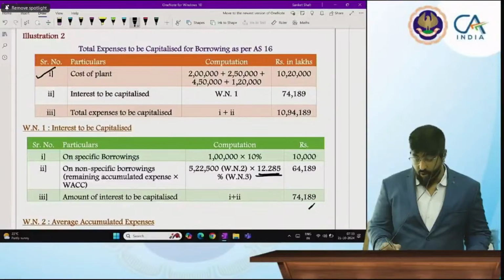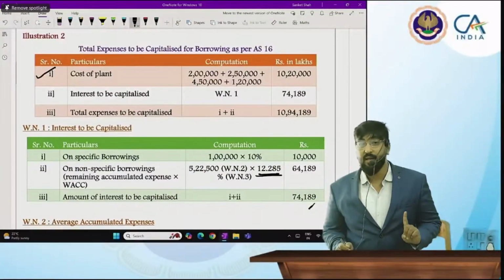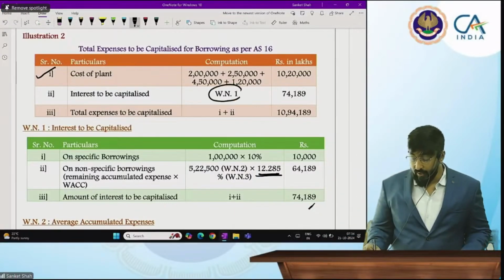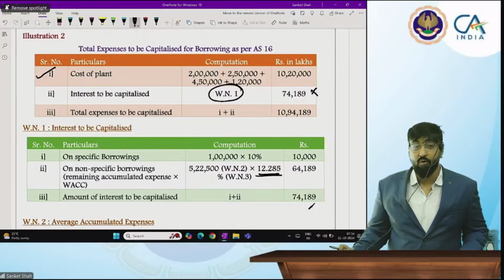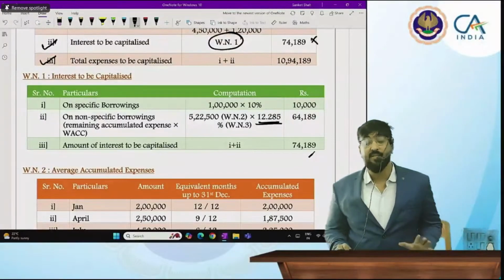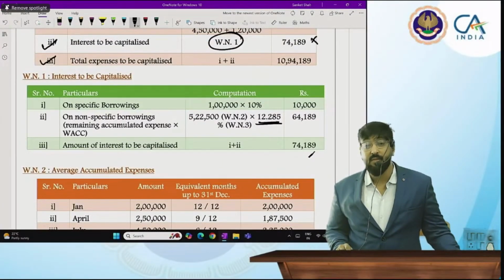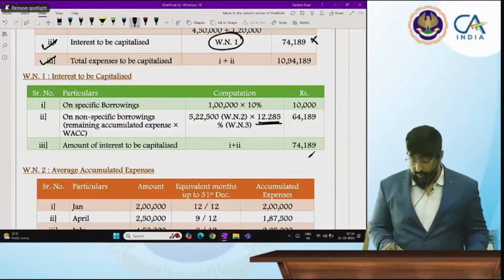First, you will take a cost of plant. See, presentation is very important. Cost of plant is 10,20,000. Correct hai? Yes. Then you will write interest to be capitalized. You don't write this amount first. Working note 1. What we are going to prepare? Working note 1. Then total interest to be capitalized. Total expenses to be capitalized. Sorry, total expenses is 1 plus 2. Got the presentation? Yes सर.